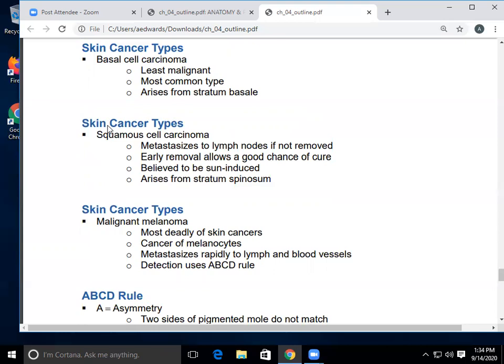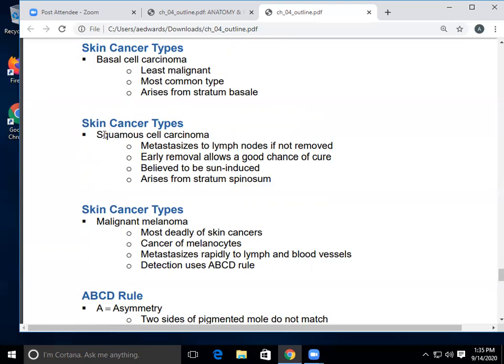All right, your malignant melanomas, these are deadly, right? And these actually are cancers of the melanocytes, okay, the ones that produce melanin. And they can metastasize rapidly to things like your blood vessels and your lymph vessels. Okay, so which means they can travel.